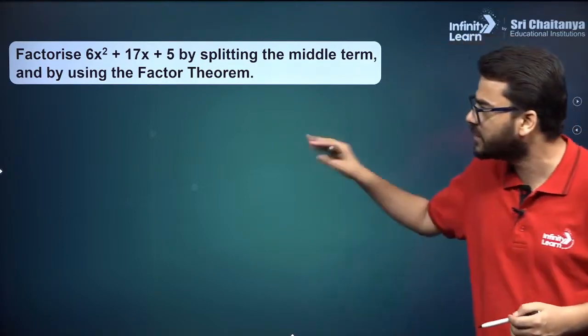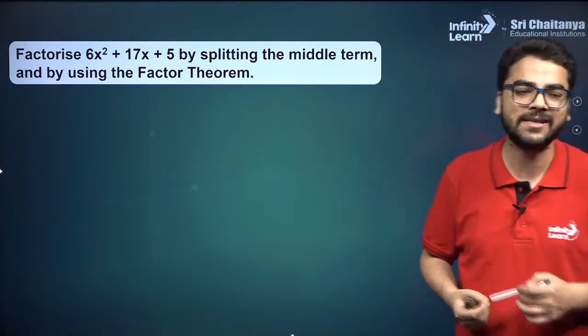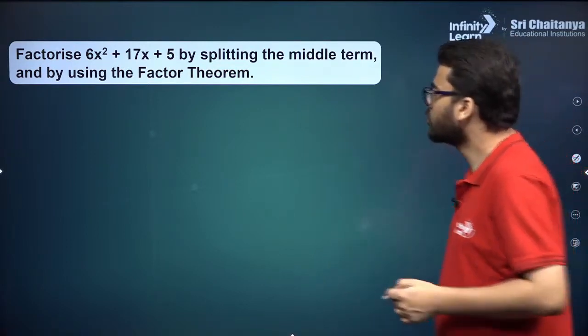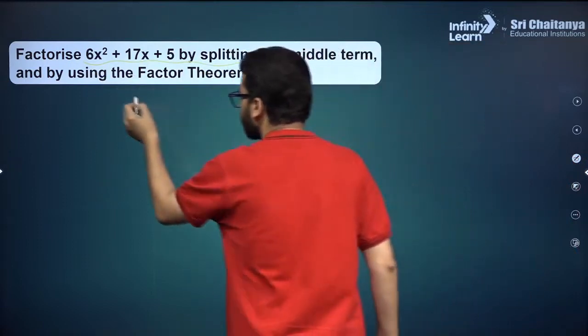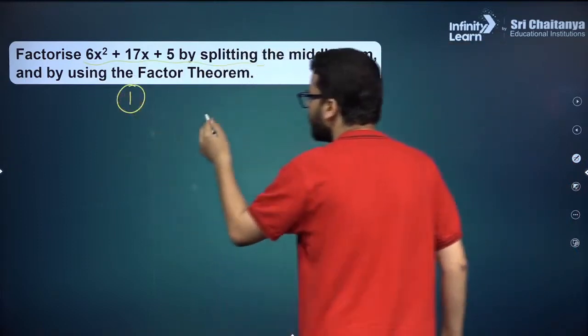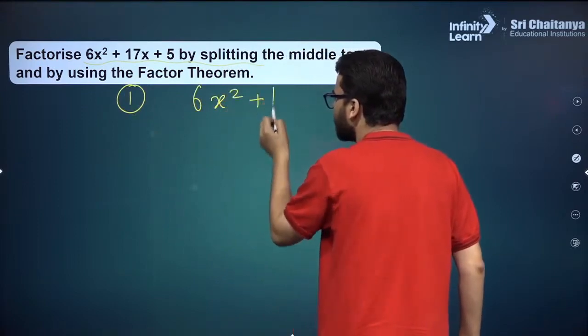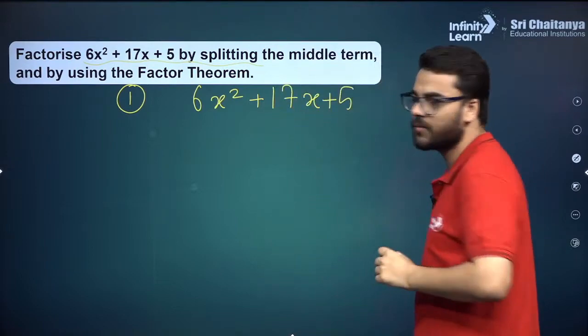First we can do it using splitting the middle term, which you have been doing since, I think, grade 7. Hello Nawaj. So over here we have to do it using splitting the middle term. The first method I'm explaining is splitting the middle term to factorize this polynomial, 6x square plus 17x plus 5.